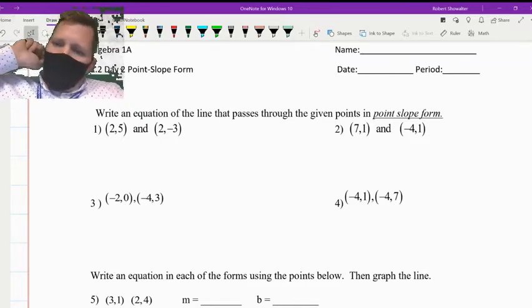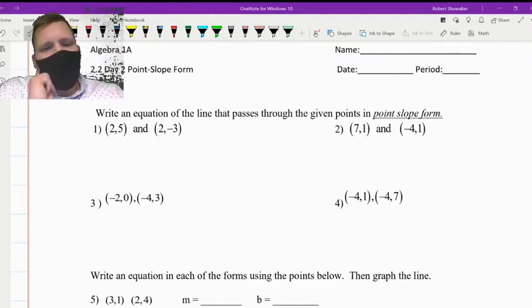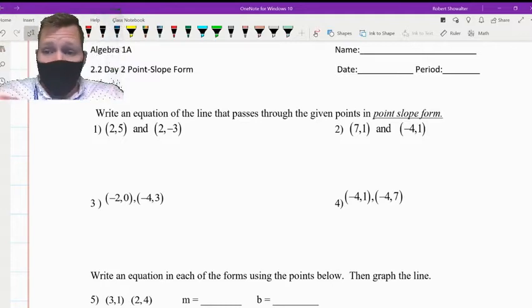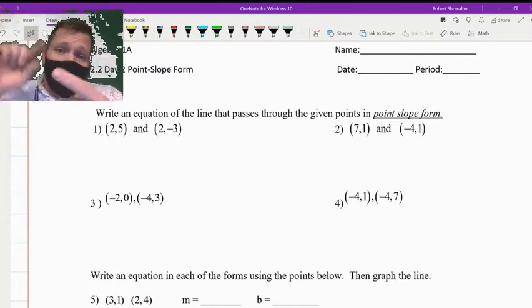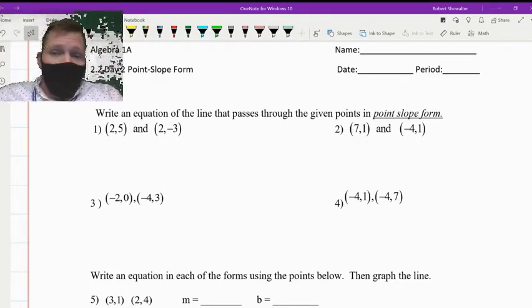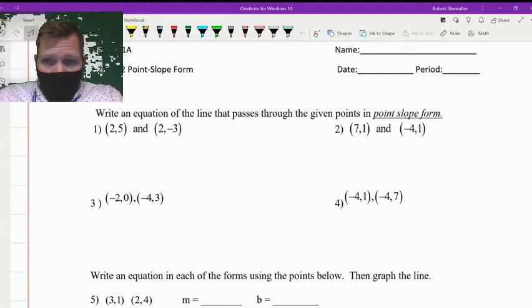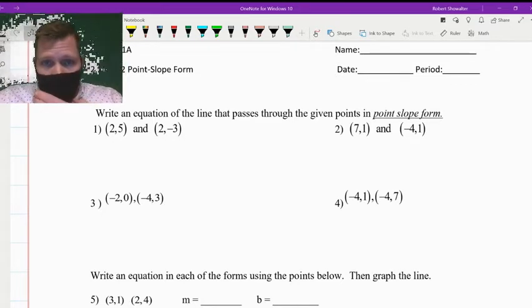All right, friends, here we go. Now we are going to write the equation of the line that passes through these 2 points in point slope form. In order to do that, remember we need to get the slope and we need to use a point. Okay? Get a slope and use a point.